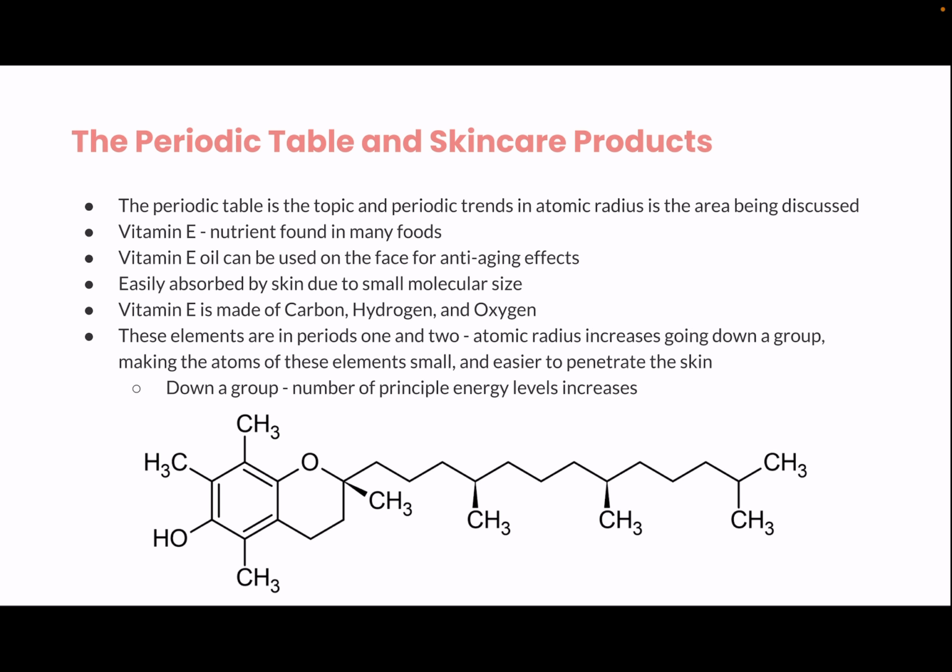for anti-aging effects. Vitamin E has a small size, so it is easily absorbed by the skin. The reason for its small size is the elements that it is made out of: carbon, hydrogen, and oxygen. These elements fall in periods 1 and 2 of the periodic table, and atomic radius increases going down a group due to the presence of more principal energy levels. Since these elements are at the top of their periods, the top of their groups, their atoms are small and easy to penetrate the skin.